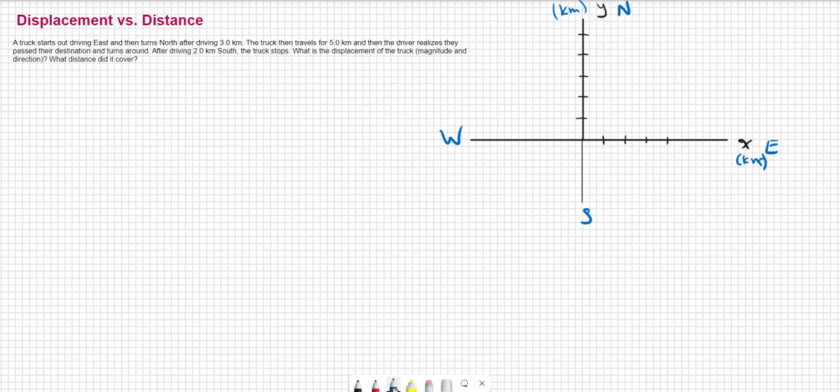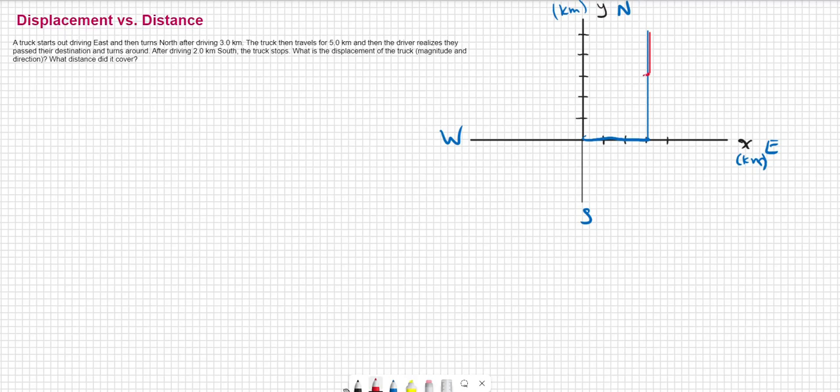All right, so now we can start thinking about where this truck is driving. It says it starts out driving east and turns after driving 3 kilometers. So let's go ahead and go east for 3. And then we're going to turn north and drive for 5 kilometers. So that's 1, 2, 3, 4, 5. And then they realize they passed their stop and they're going to turn around and drive south for 2 kilometers. So now we're going back down 2.